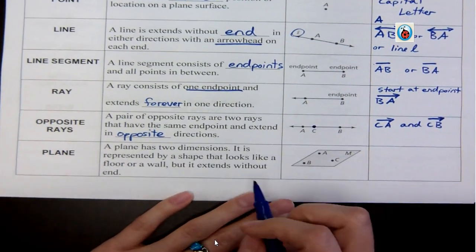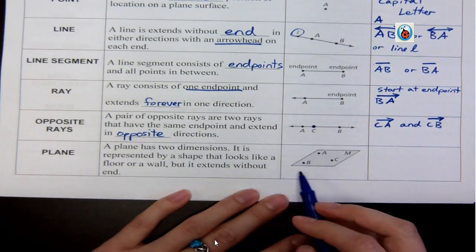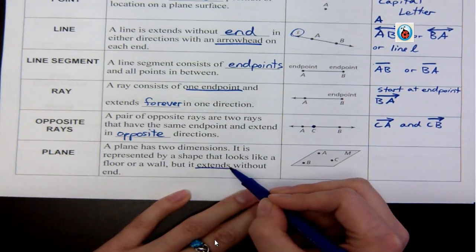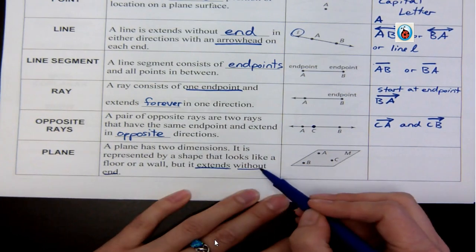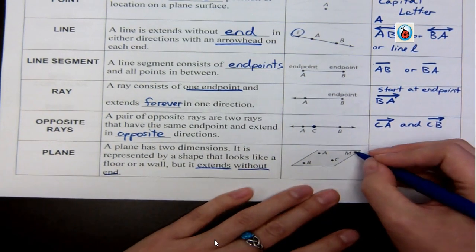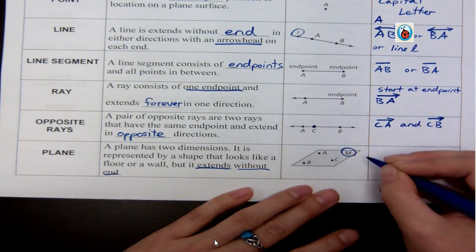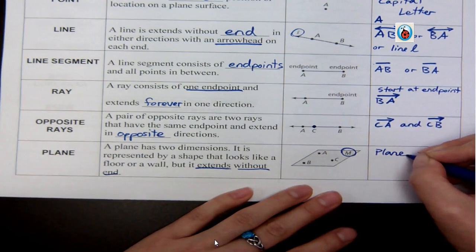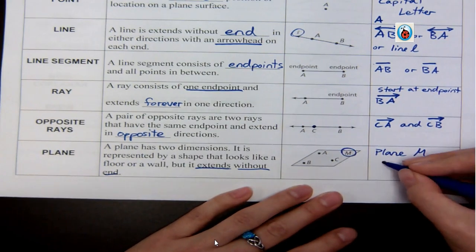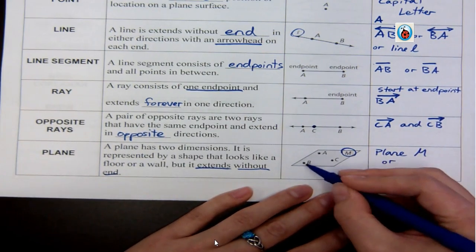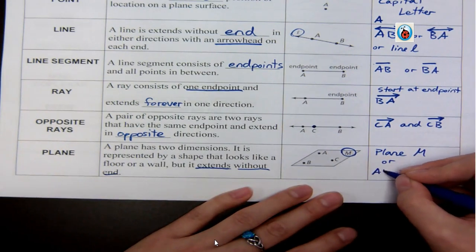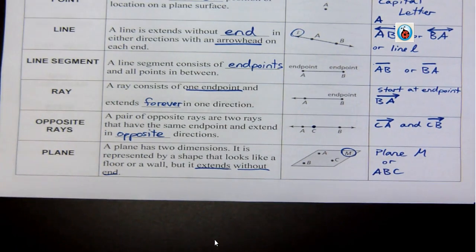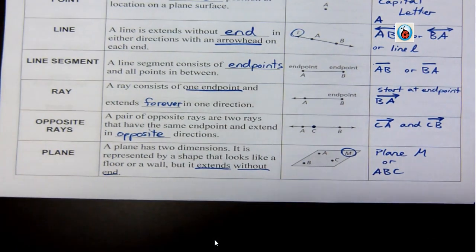Alright, a plane has 2 dimensions. It looks like any flat surface like a floor or a wall, but in theory it extends without end. And so you'd label this, if they give you the letter with no point beside it, we just call that plane M. Or we can label it by the 3 points on it. So that is our plane.